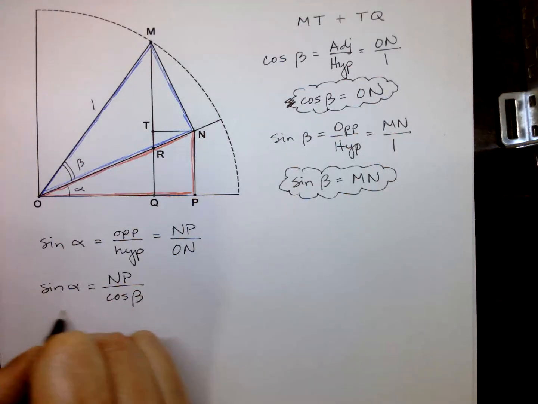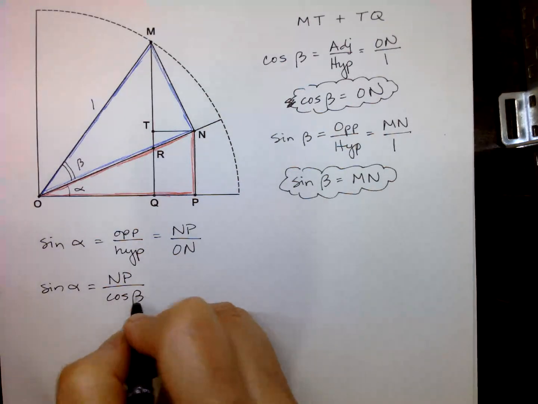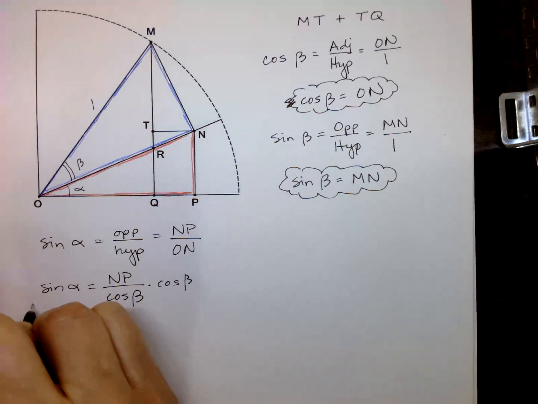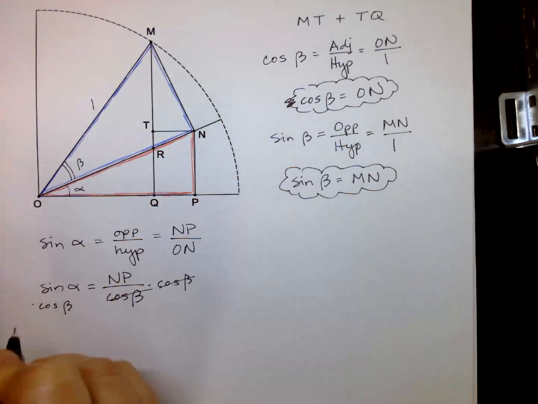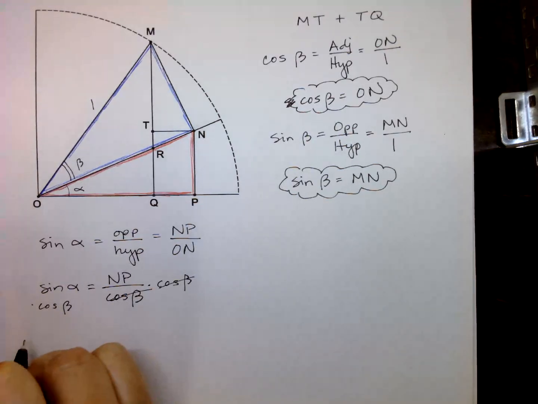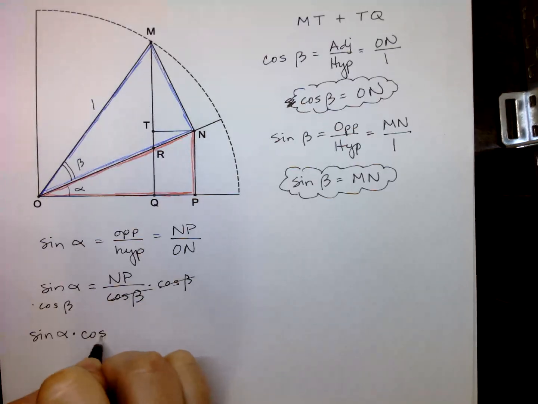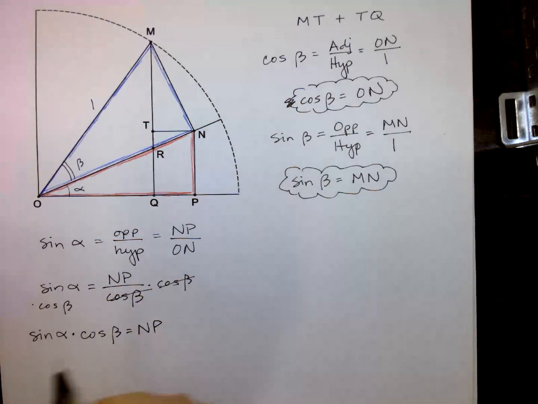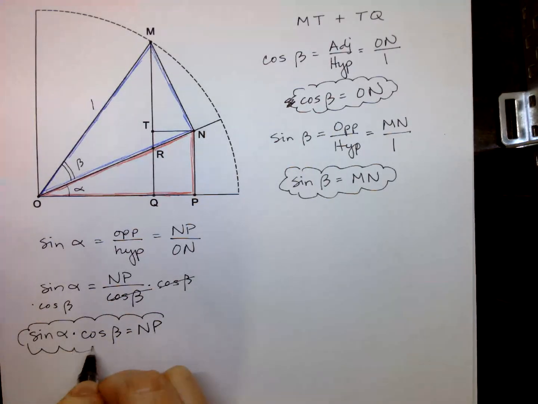Here I've got this statement, and I could solve for NP by multiplying both sides by the cosine of beta. What that's going to do is say that the sine of alpha times the cosine of beta is equal to NP. There's another ingredient.